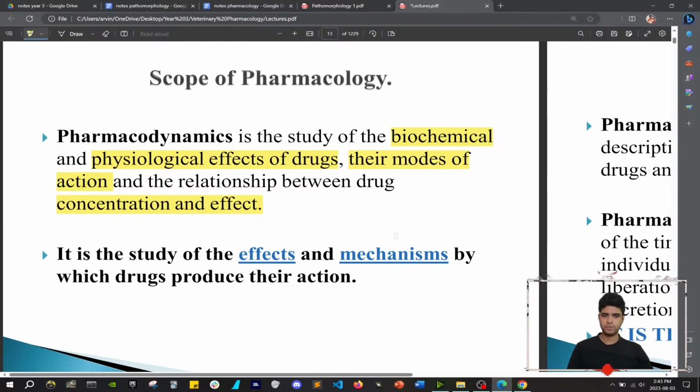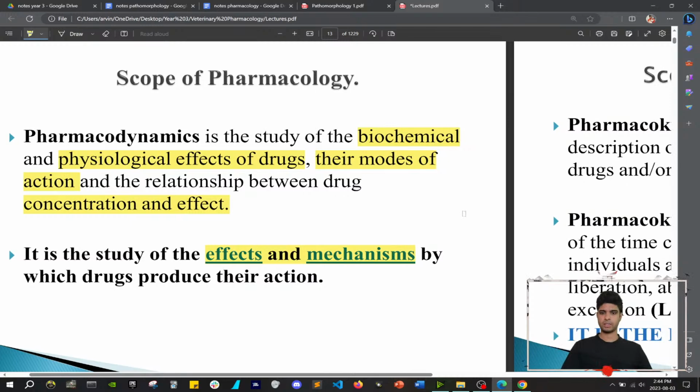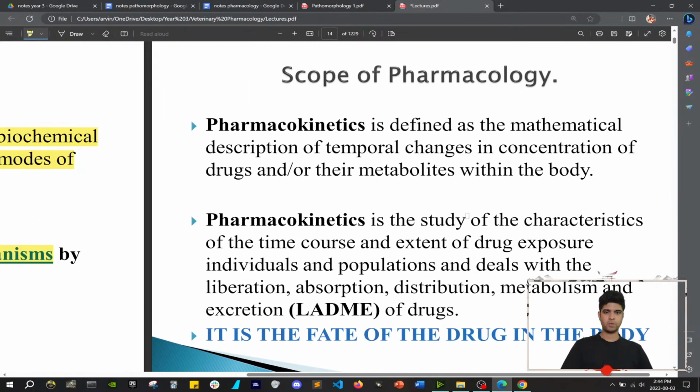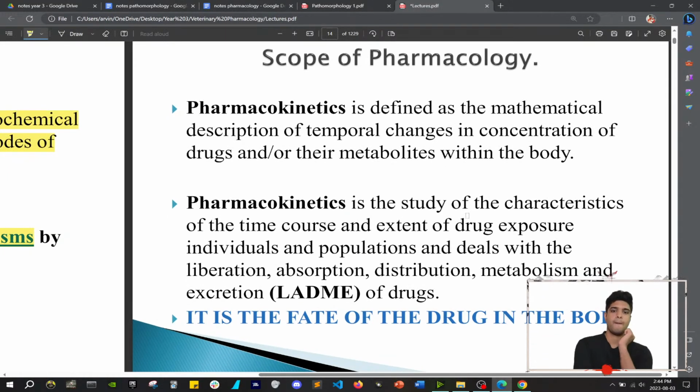It is a study of effects and mechanisms by which drugs produce their action. Yeah, modes of action, which is the same. Effects and mechanisms, how they act, how they destroy the microorganism, I guess. In this case, bacteria, fungi, or parasites, or tumor cells. Okay. Pharmacokinetics is defined as the mathematical description of temporal changes.